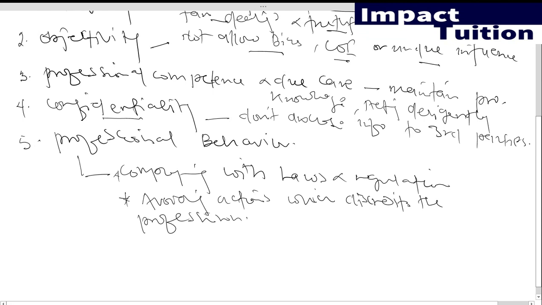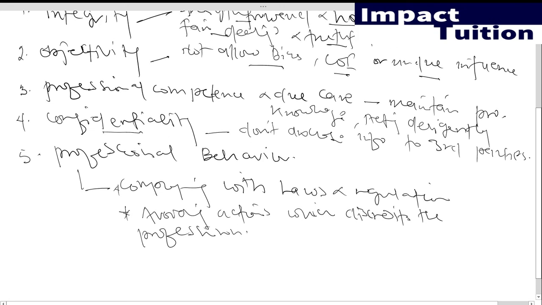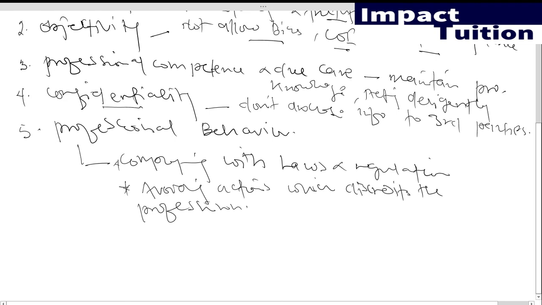Confidentiality, not disclosing any information obtained as a result of the professional relationship to third parties. However, professional accountants may disclose such information where they've obtained authority or there is a legal or professional duty to disclose. Then finally, professional behavior, complying with laws and regulations, and avoiding actions which discredit the profession.